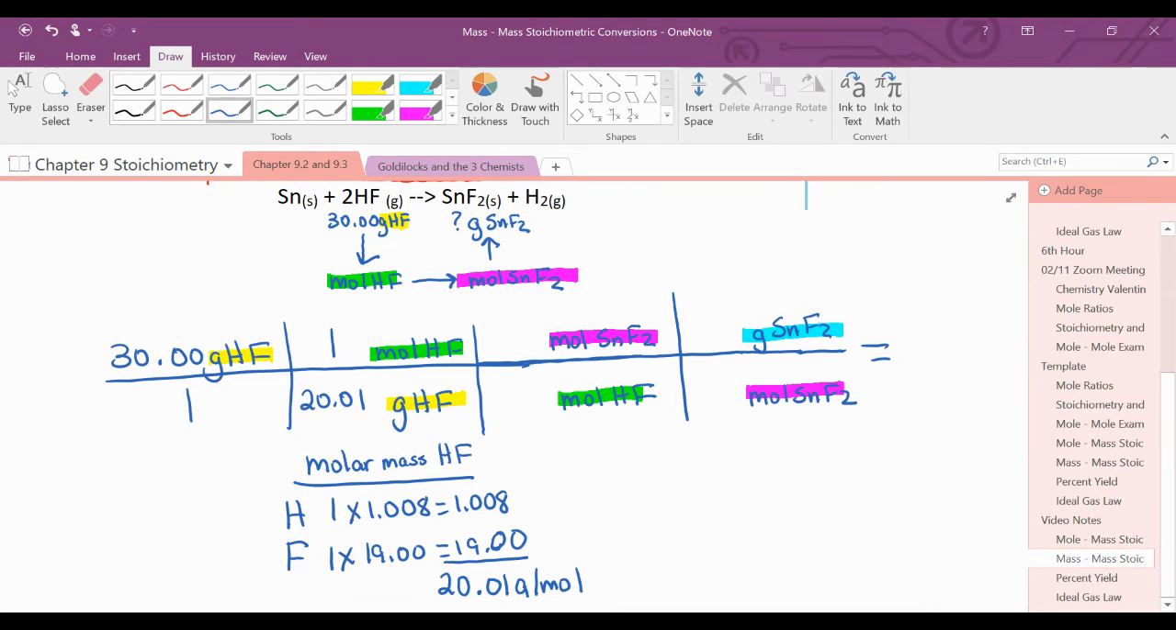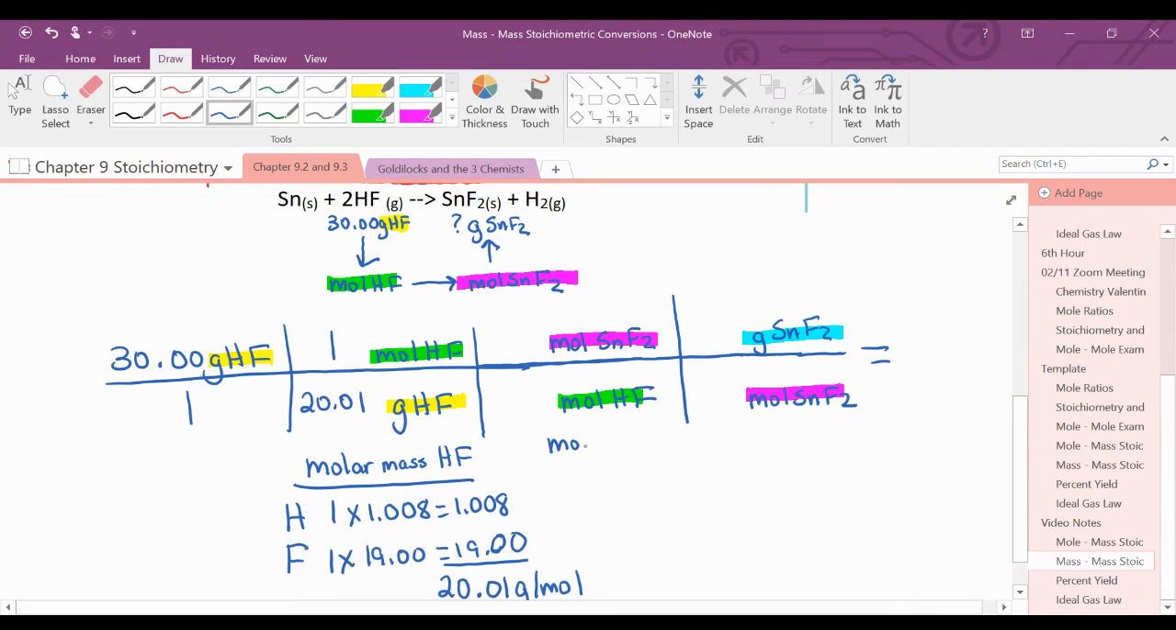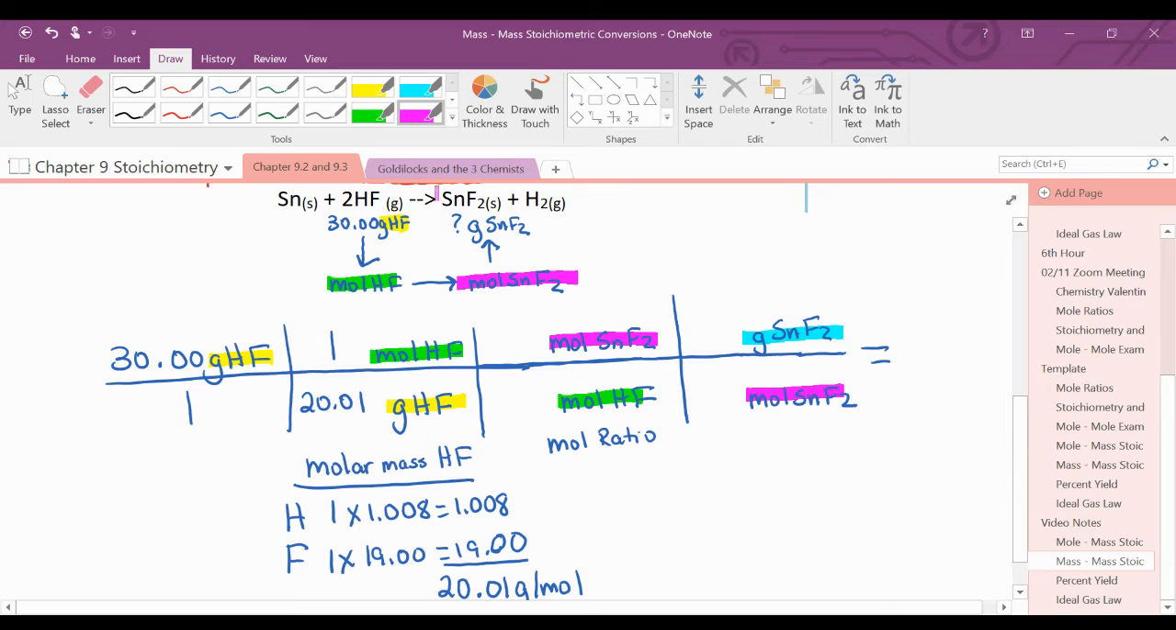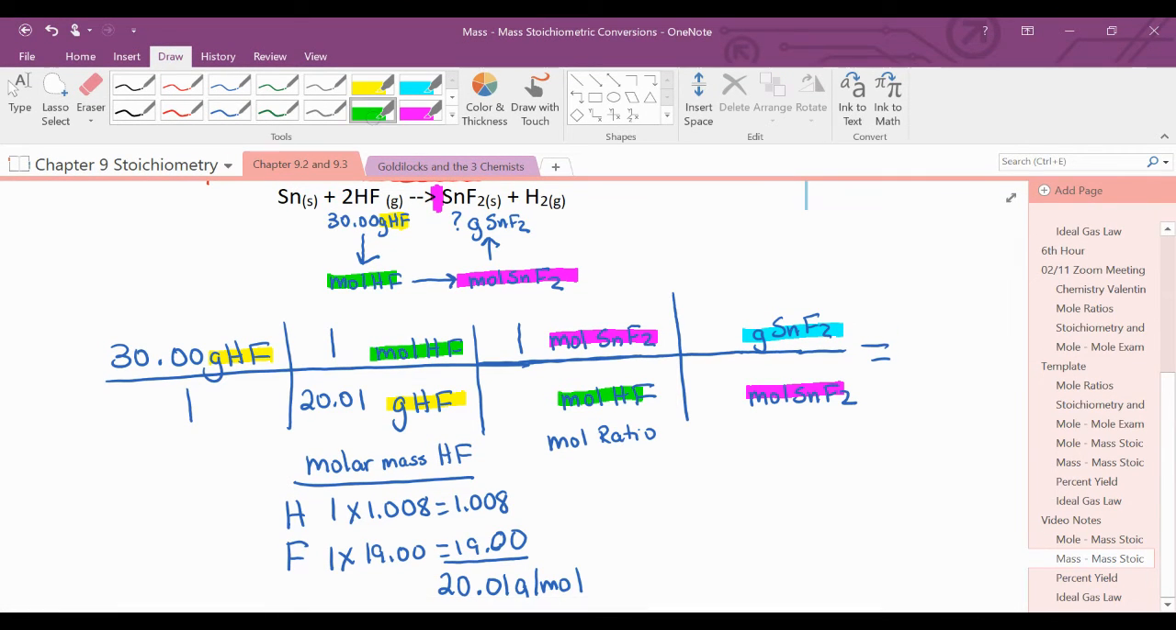For the next conversion factor, it's the mole ratio. So I need to look at the balanced chemical equation, and I look at the coefficients. If there's not a coefficient, like there's no coefficient there, it's just a 1. And then here I have a 2. So for every 1 mole of tin 2 fluoride formed, I need 2 moles of hydrogen fluoride.